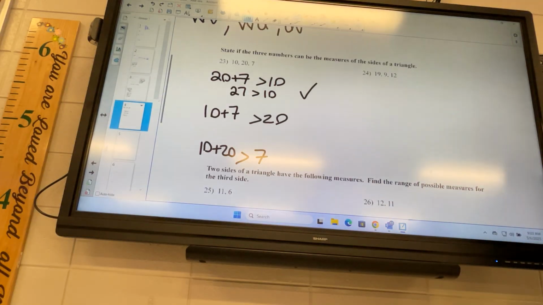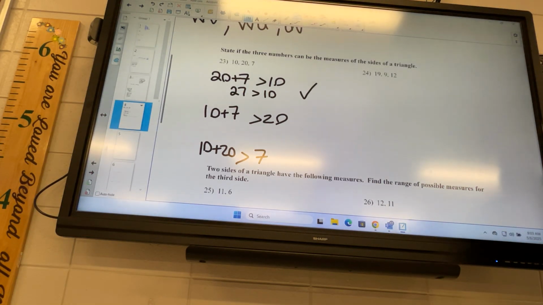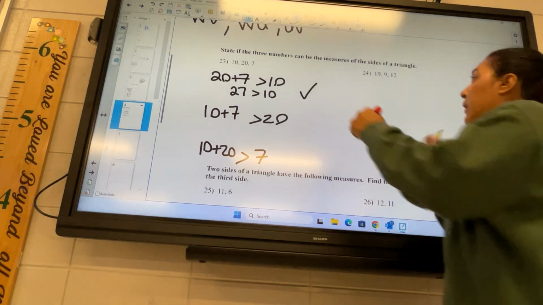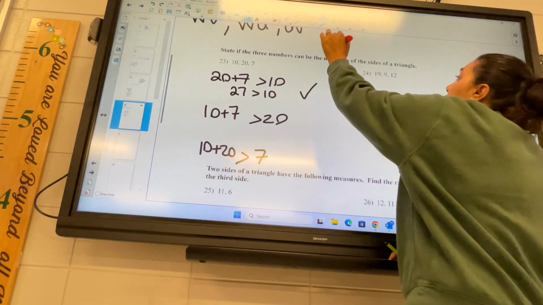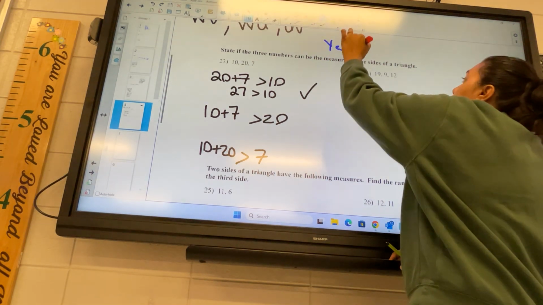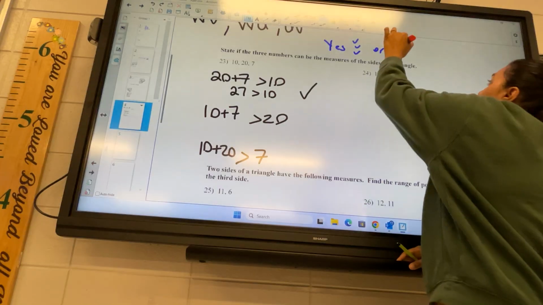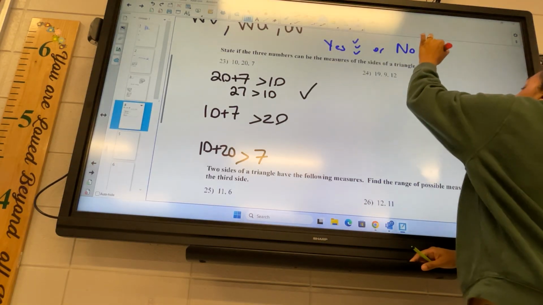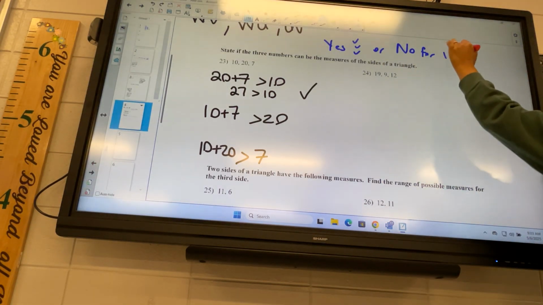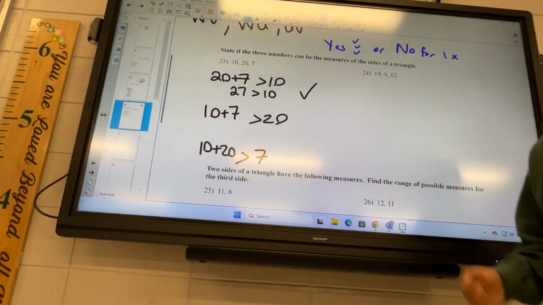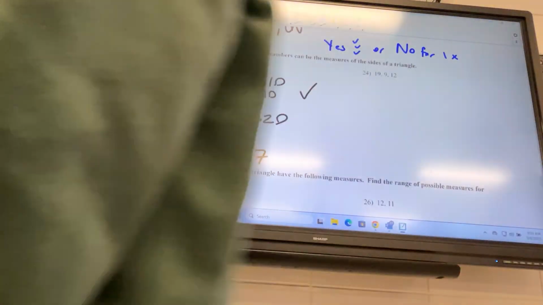Do you remember how many check marks you need? 3. Okay, what about if we get an X for the next one? Do we need to keep going? No. What's our answer going to be? No. Okay, so this is a yes or a no. It's yes for check, check, check, or no for 1 X. Write notes that make sense to you. But if you even have 1 X, you're done.